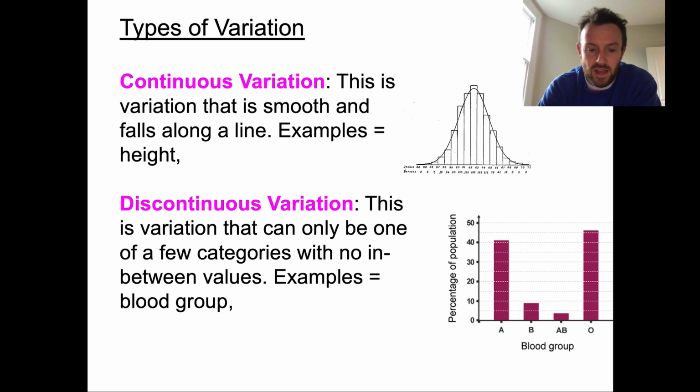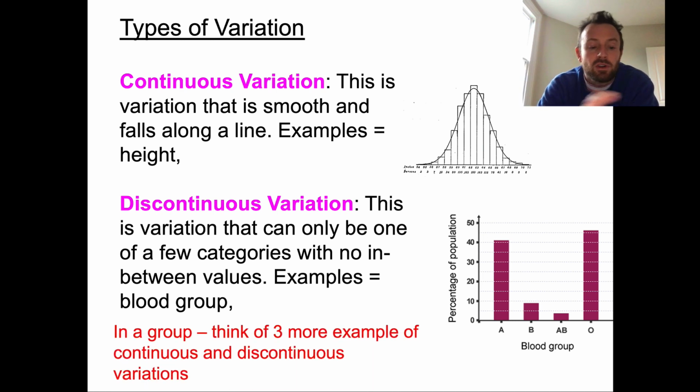Can you now think of three or more examples of continuous and discontinuous variation? So can you think of some other things that would be continuous and some other things that would be discontinuous? Put those examples in underneath your notes from this page. Pause the video and come back in a few seconds.